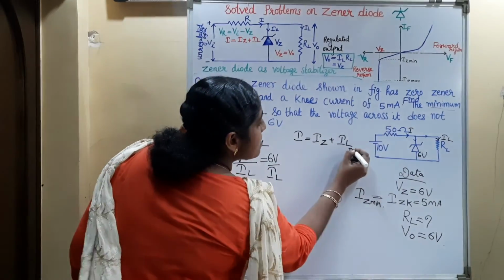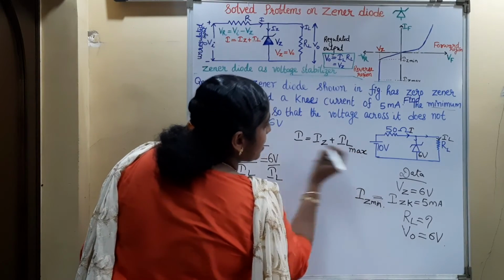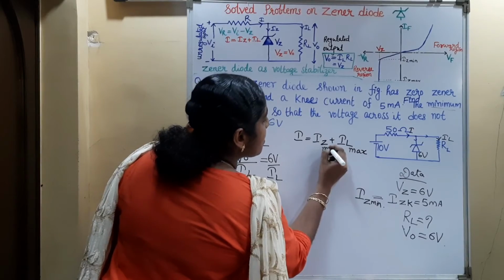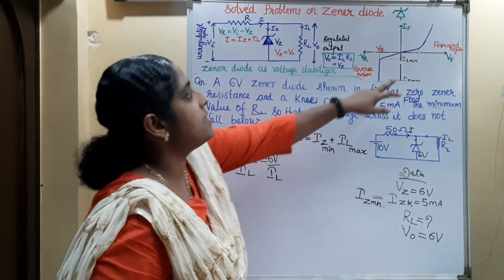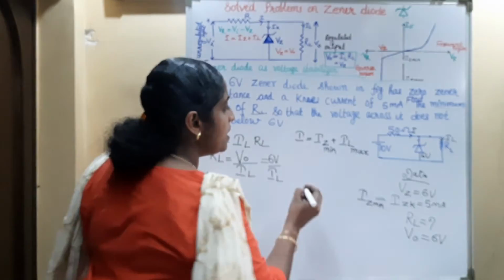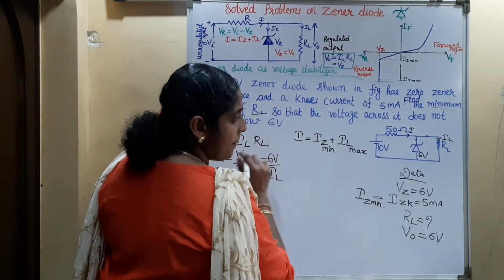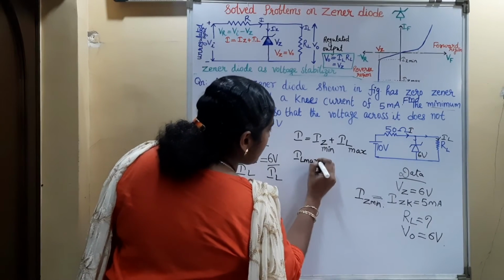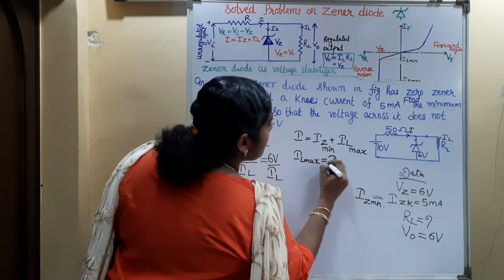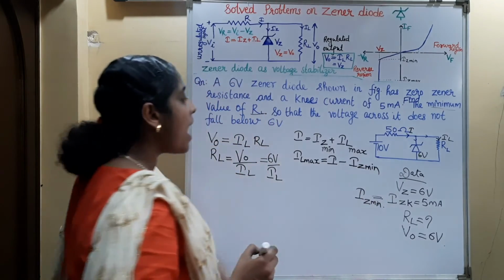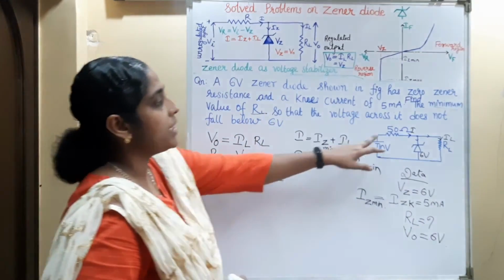So here we are considering the maximum value of load current. When we consider the maximum value of load current, the Zener current must be minimum. What is this minimum Zener current? That is the Zener knee current, which is equal to 5 milliampere. So the maximum value of the load current is equal to I minus IZ minimum. Now what is this I? I is the main current.